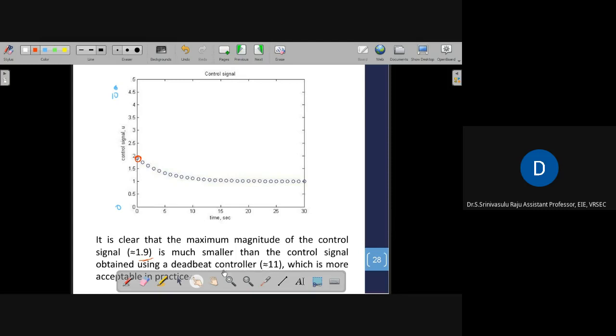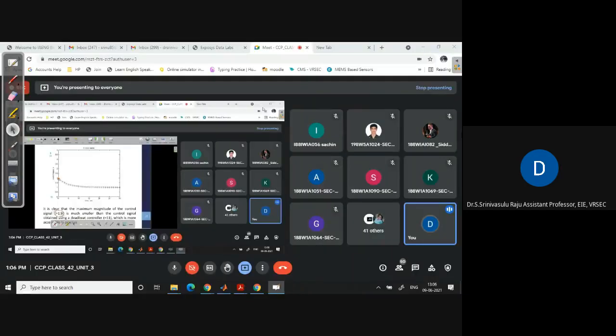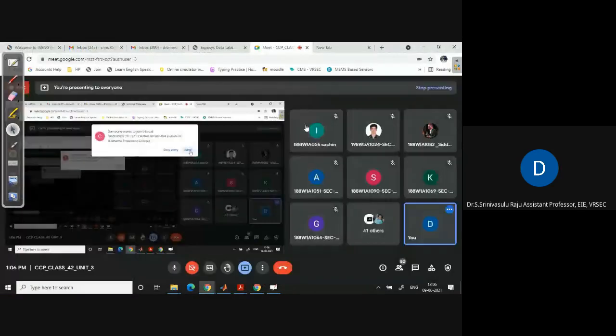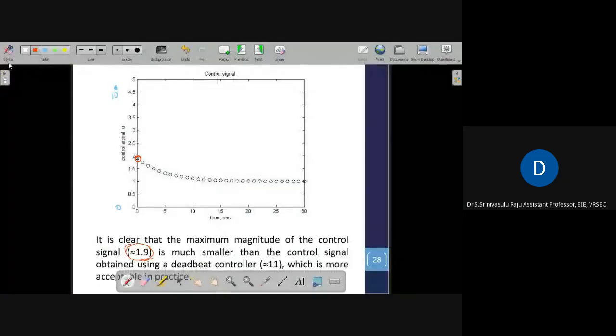So this value can be acceptable in real time because the actuator valve will move smoothly. It's a smooth response, right? So people can accept this type of response. This will enhance the life of the actuators or plant, whatever it may be. So we are considering the Dahlin's algorithm.